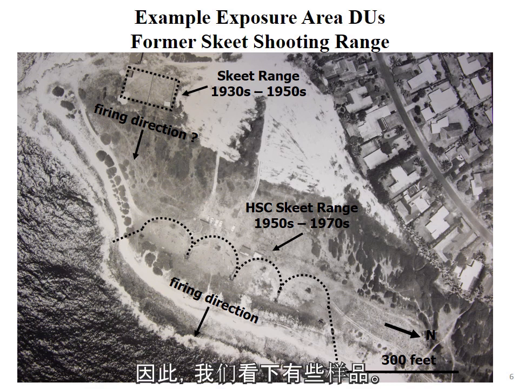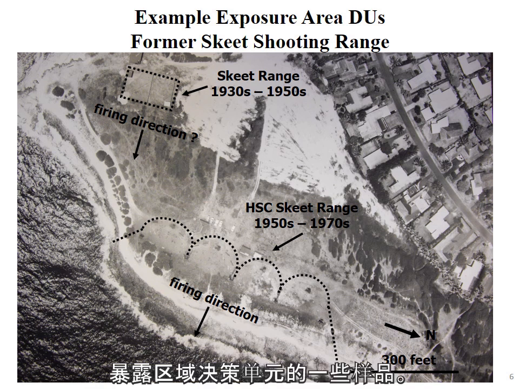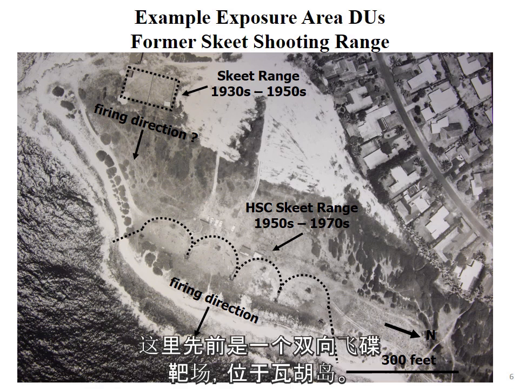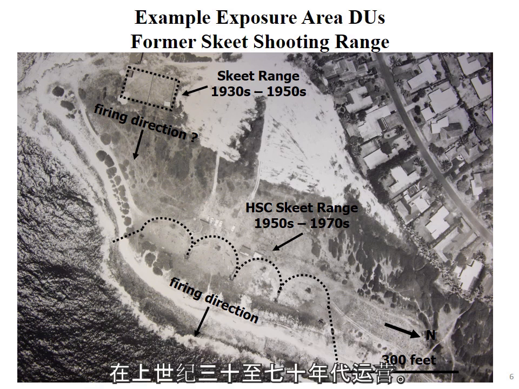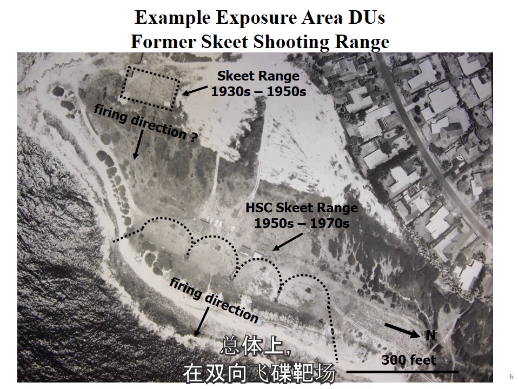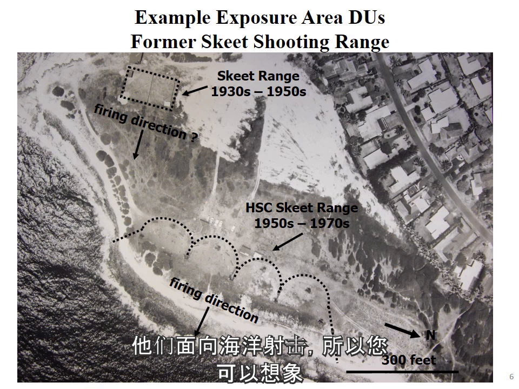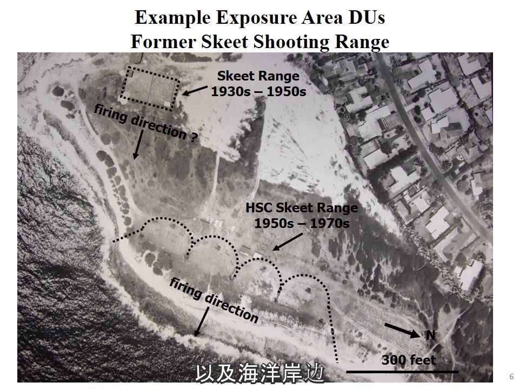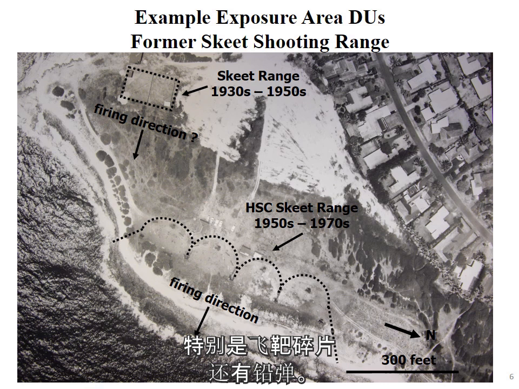So let's start looking at some examples. First, we'll look at some example exposure area decision units. This is a former skeet range on the island of Oahu. They operated from the 1930s to 1970s. So in general, they were shooting toward the ocean at this skeet range. So you might imagine the ground in front of where they were shooting and along the edge of the ocean was littered with bullets, and especially skeet fragments and also lead shot.